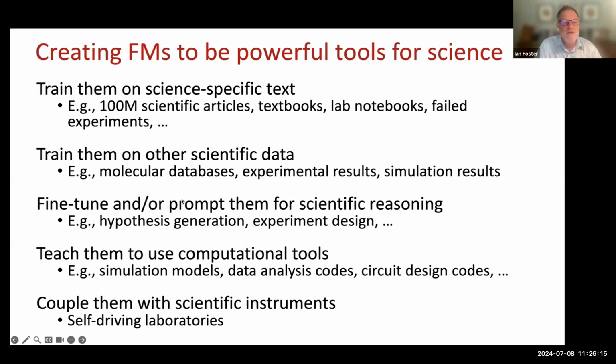Can we teach models how to engage in scientific reasoning? Can we teach them to use computational tools? I just mentioned one project, the ChemCrow project, that's done that for a limited set of chemistry tools. What else can we do there? And then we at Argonne and others are very engaged in coupling these models with scientific instruments.